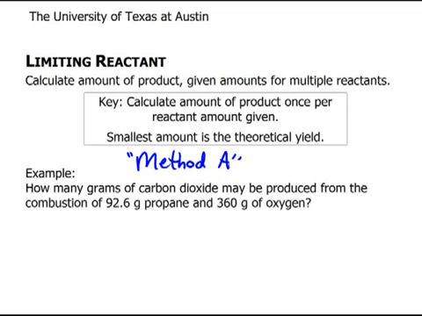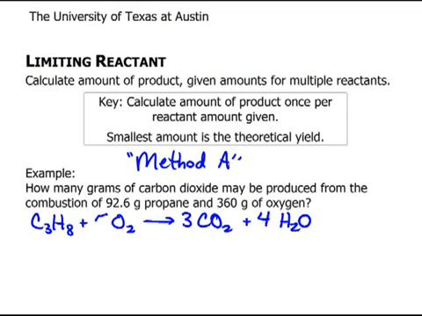Okay, so we need a balanced chemical equation. We've been using this one throughout these videos, so we're getting very good at writing combustion reactions by this point and at balancing them fairly quickly, in particular this one. When we write what we're given, I like to write it underneath the balanced chemical equation because it looks nice. It has a nice setup. I'm given 92.6 grams of propane and 360 grams of oxygen.